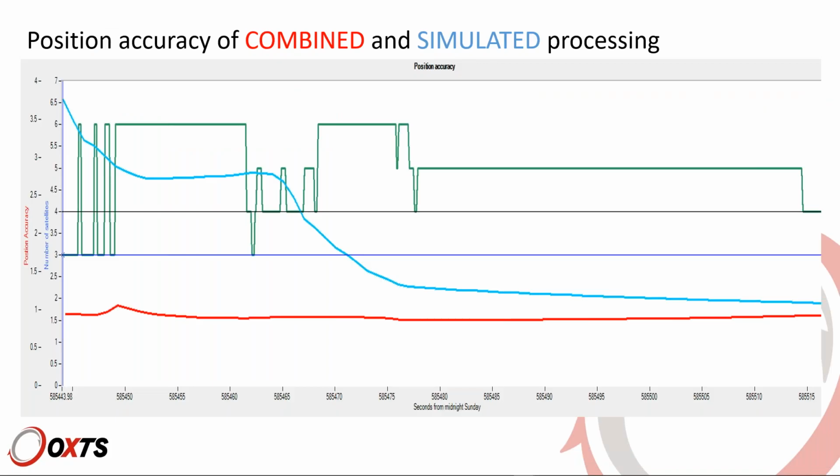And this is an example. The dark green line is the number of satellites that were available. So that's between 3 and 6 satellites. So, very difficult GNSS situation. The simulated processing is the blue line. This is without any corrections, and you can see that the accuracy was about 4 meters, and then it comes down slowly to about 1 meter at the end. While the red line, that's the combined processing, is 1 meter position accuracy throughout, more solid.